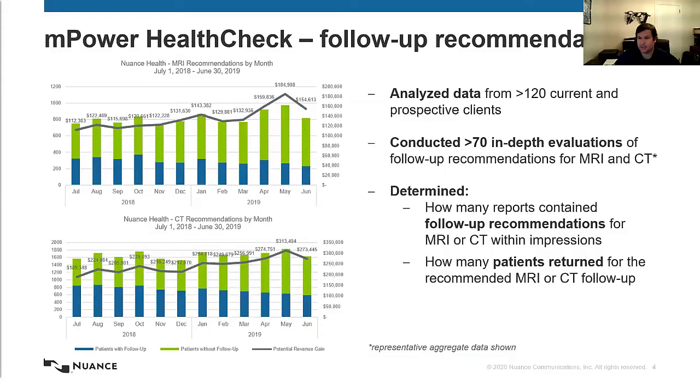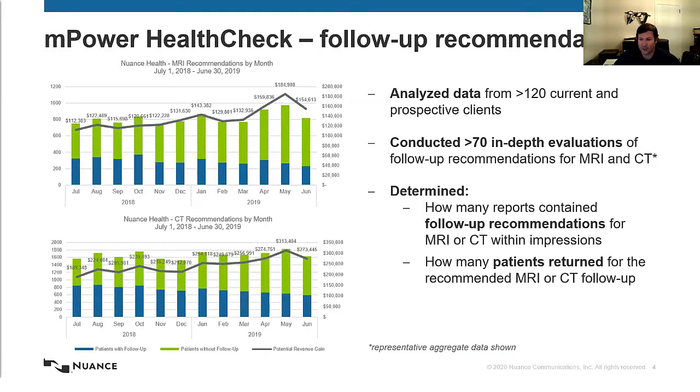Hey everybody. So over the past 3 years, Nuance has partnered with approximately 120 practices to analyze quality and performance data with what we call a health check. Recently, we've been focusing on conducting in-depth analyses on follow-up recommendations, about 70 clients so far, and how many patients are actually returning to have those recommended follow-up procedures. On the current slide, you can see how we've isolated recommendations for MRI follow-up and CT follow-up specifically.